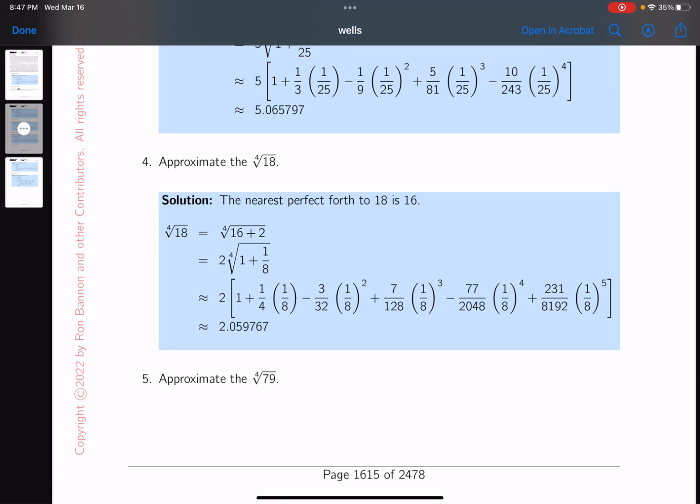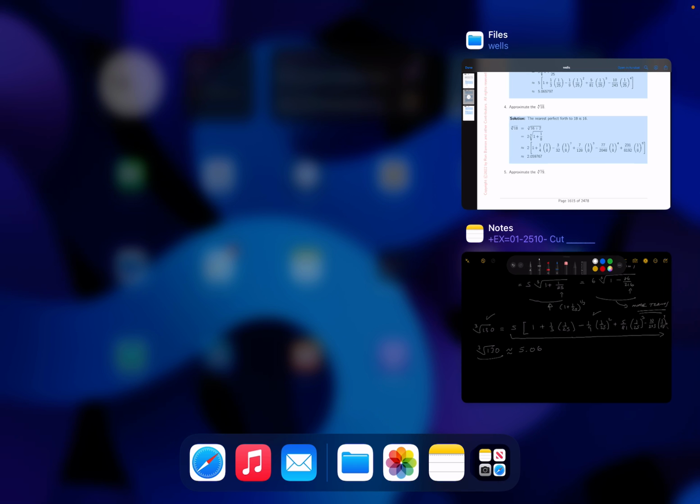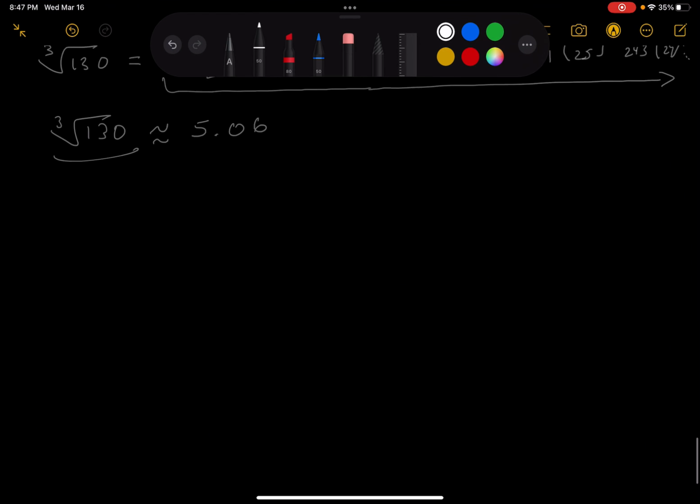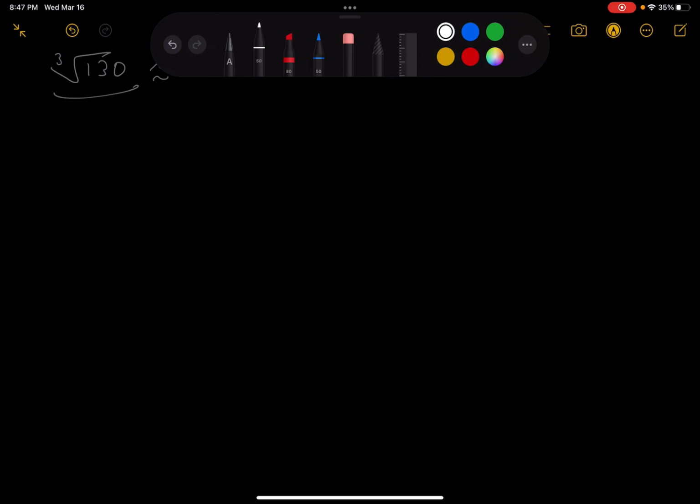All right, I'm going to the whiteboard, number 4. Let's take a look at it, the fourth root of 18. Let me push this up. And again, what we're trying to get a feel for it. So the fourth root of 18.